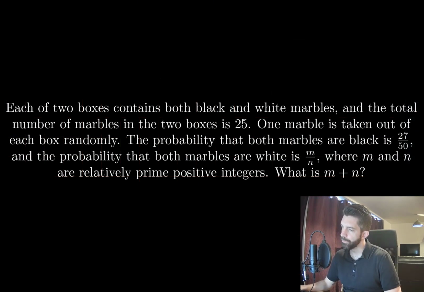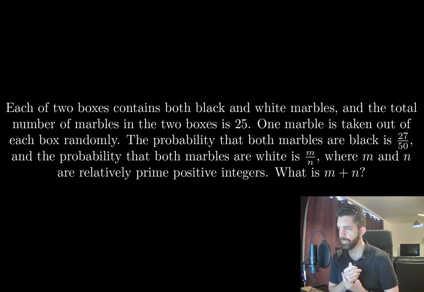Each of two boxes contains both black and white marbles, and the total number of marbles in the two boxes is 25. One marble is taken out of each box randomly. The probability that both marbles are black is 27 out of 50, and the probability that both marbles are white is m over n, where m and n are relatively prime positive integers. What is m plus n?